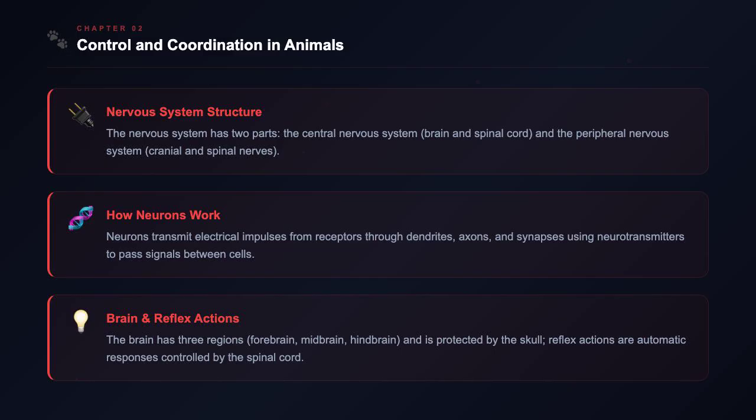Reflex actions are automatic responses controlled by the spinal cord. The brain has three main regions: forebrain, midbrain, and hindbrain. The brain is protected by the skull and cerebrospinal fluid. The spinal cord is protected by the vertebral column. Nerve impulses cause muscles to contract, producing physical action.